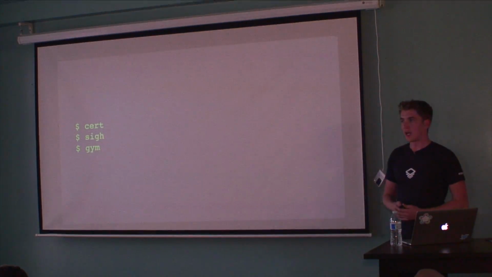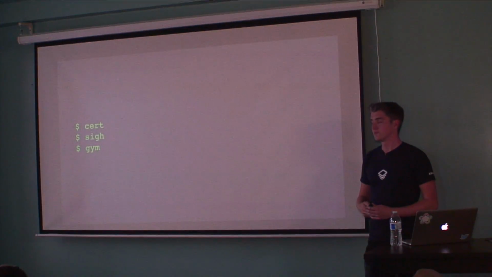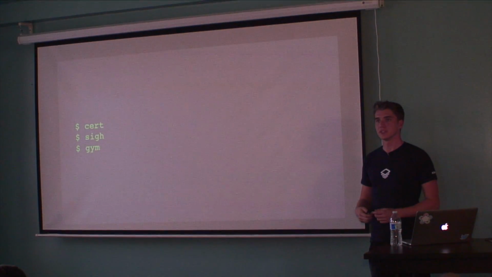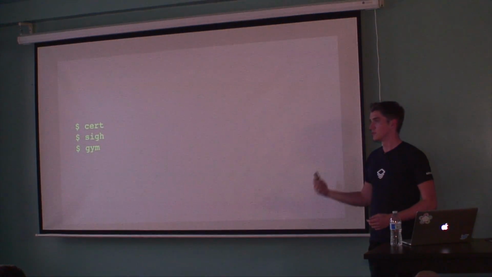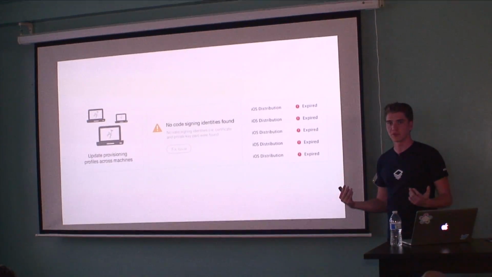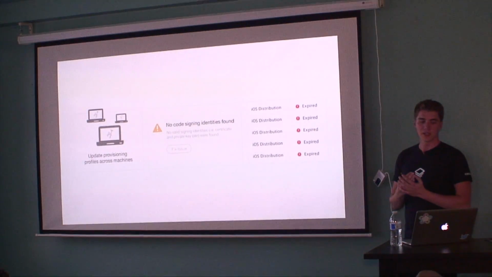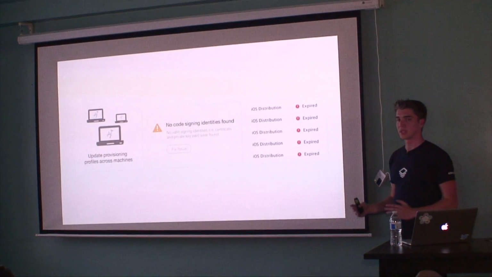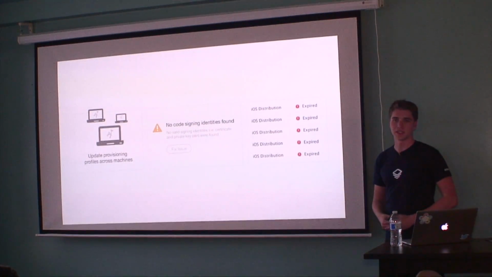So I recently thought about how code signing works and how we can make it easier for teams to do code signing. What are the problems with the traditional approach of code signing and having code signing identities? Currently when you do code signing, every developer in the team has their own code signing identity.